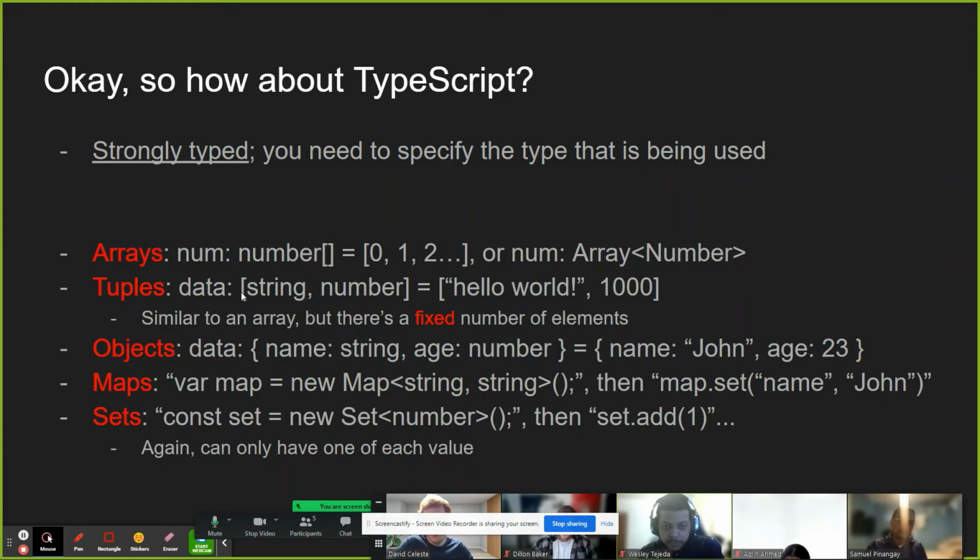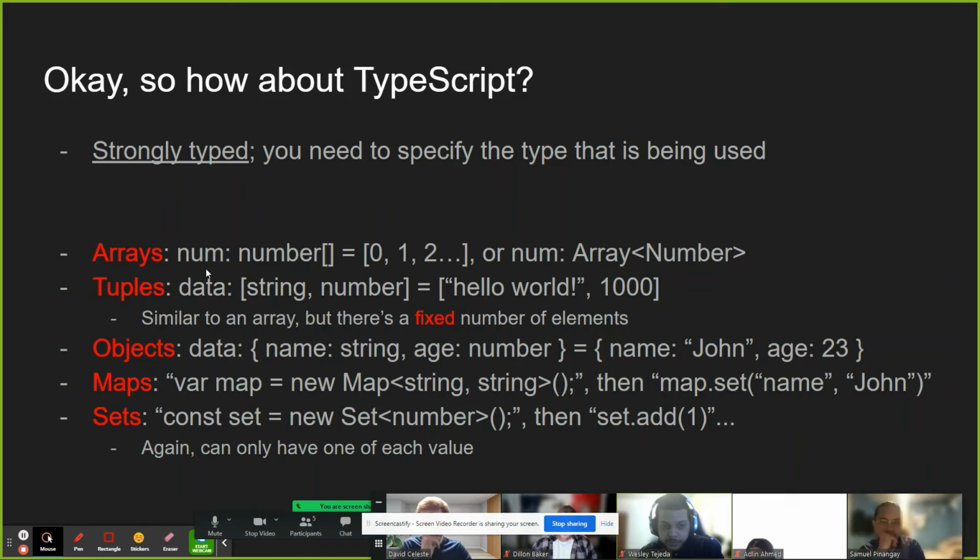So in our instance, we have data, and then we have this array-like structure, string and number, which is going to be equal to hello world, and then the number 1000. Notice it has to be, for that first element, type string, and then the second element type number. Similar to an array, but there's a fixed length.